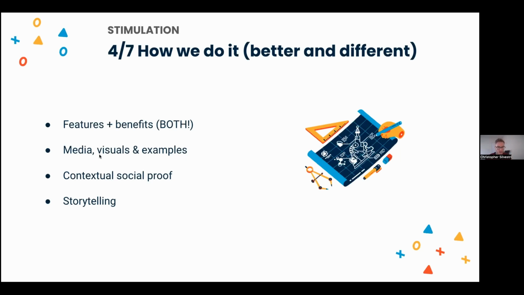This section is also about media, visuals, and examples, which clearly explain how you do it in a different way. So showing dashboards, having GIFs, showing how a feature works, and so on. This is also about contextual social proof. So even though we have 2 major proof sections, you can sprinkle some social proof here as well.